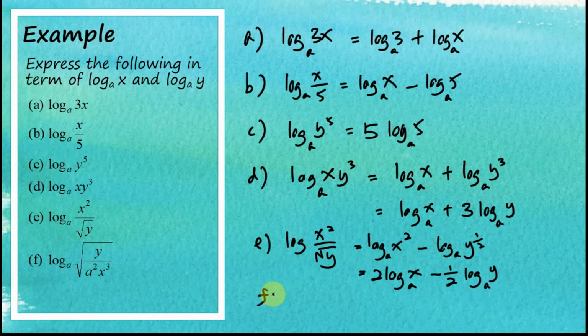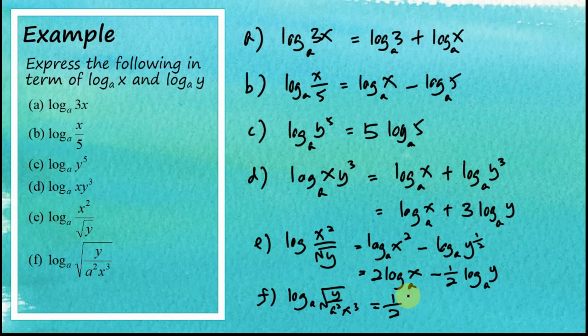And the last one, F: log base a of the square root of y over a squared x cubed. Now for this one, I can straight away write the answer. Square root is equal to the power of 1 over 2, and this 1 over 2 we can straight away shift to the place before this log here. So it's 1 over 2.